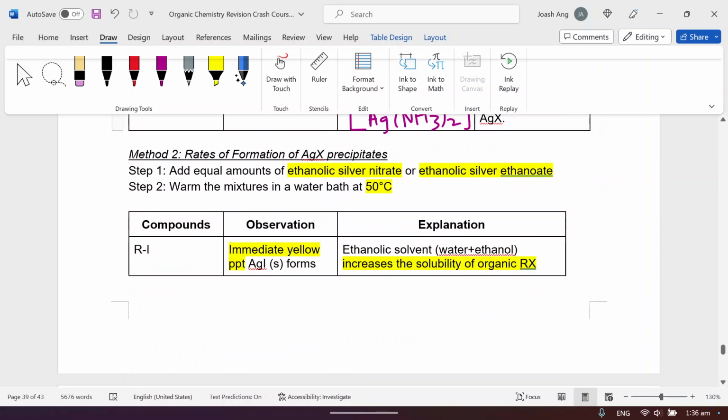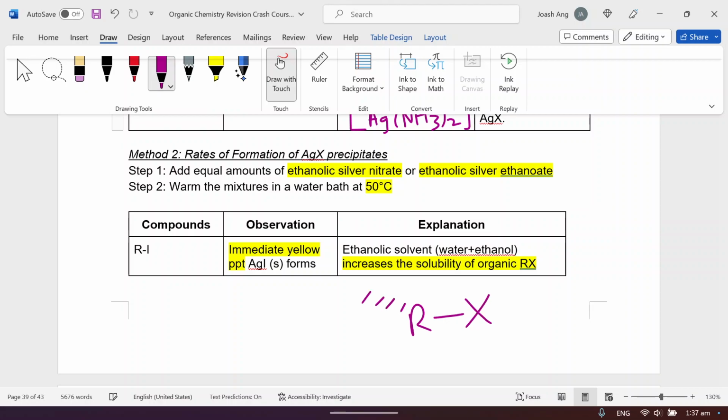The second method, we use ethanolic silver nitrate or ethanolic silver ethanoate and heat it up. The ethanolic solvent is to increase the solubility of organic RX. So you can see this is RX, right? This RX can form id-id interactions with the alkyl portion of the alcohol, and this X, or the halogen, can form pd-pd interactions with either water or the OH part of ethanol.